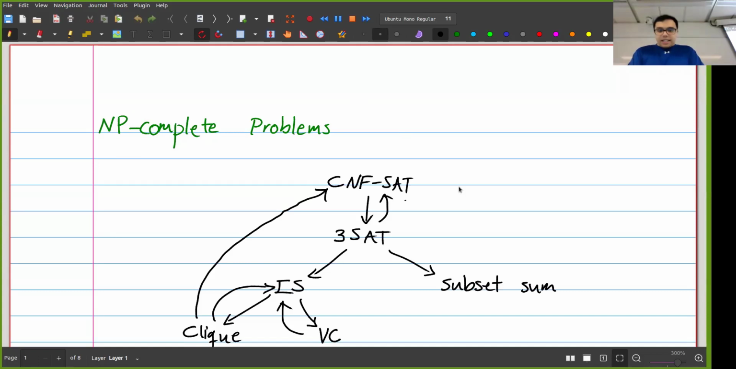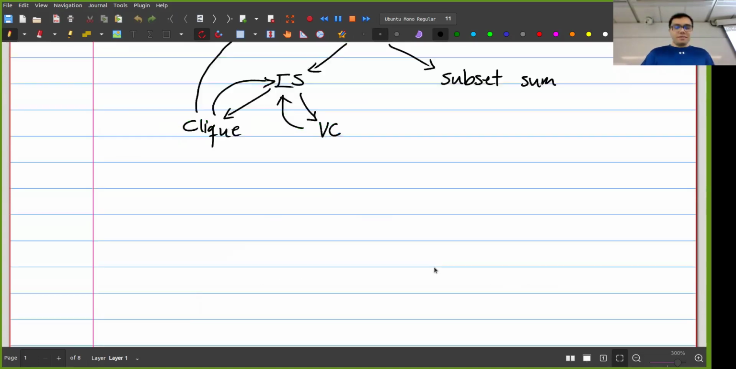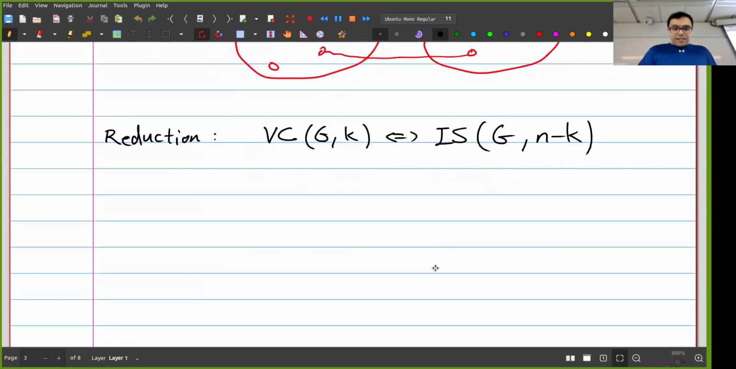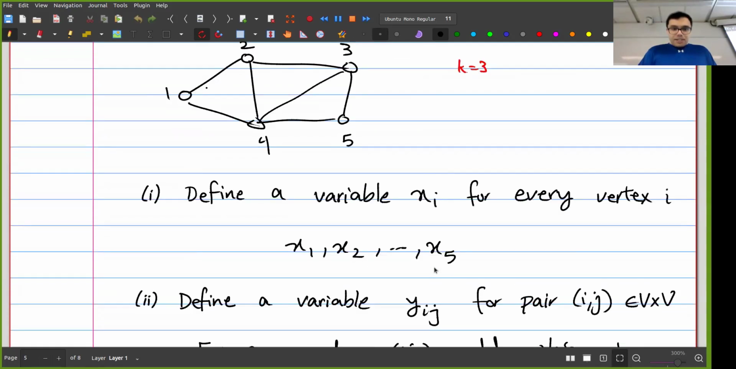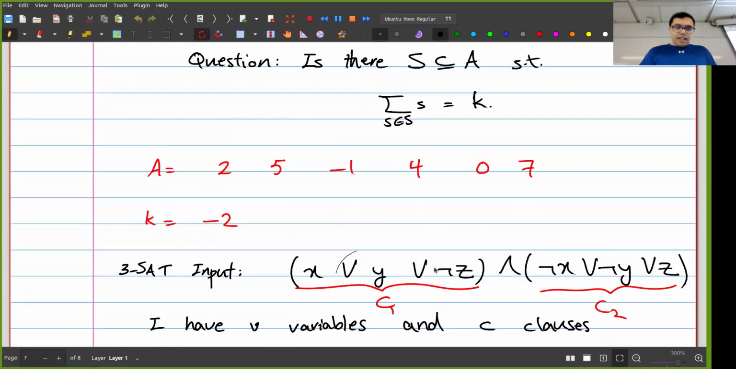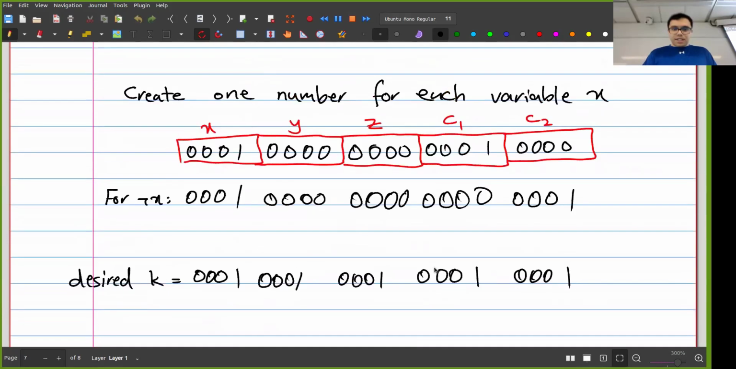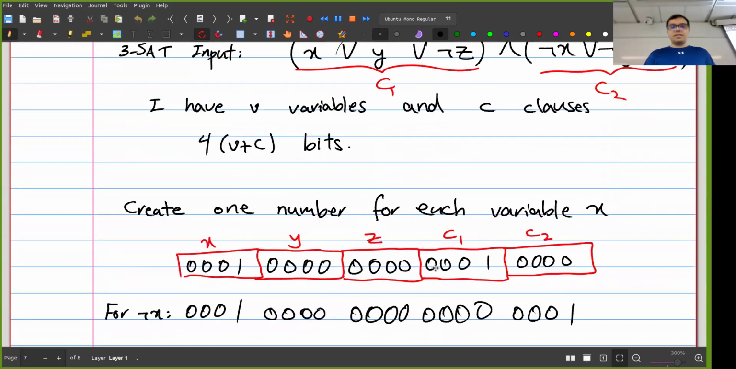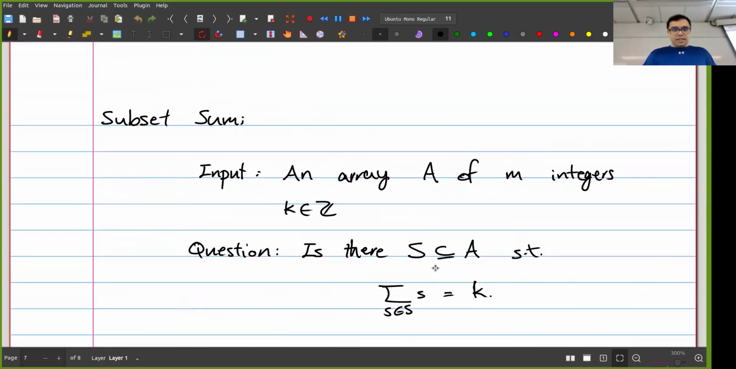Okay. The last reduction we saw towards the end of the last session was a reduction from 3-SAT to subset sum. And this was part of our proof of NP-completeness for subset sum. Of course, the other part was showing that subset sum is in NP. And this was a bit of a weird reduction in the sense that we created really huge numbers. Okay, so let's go over this again.